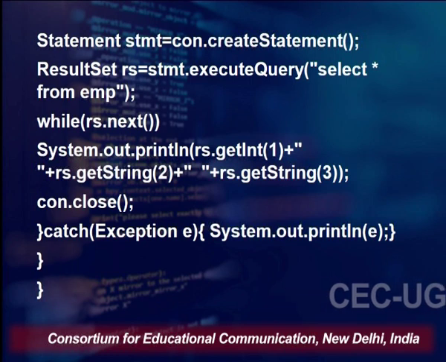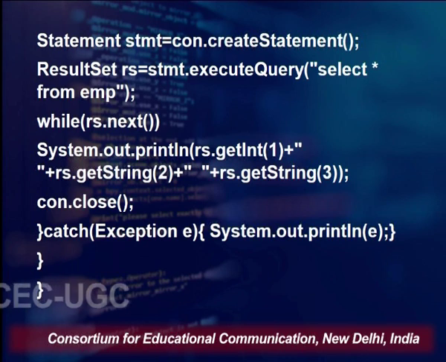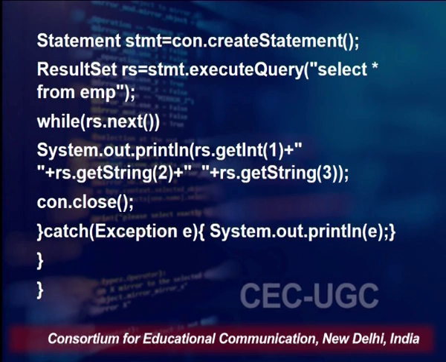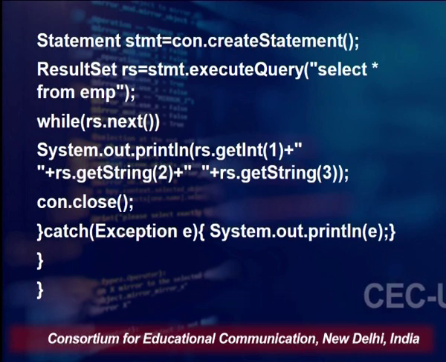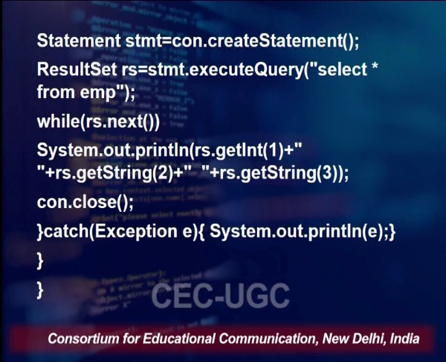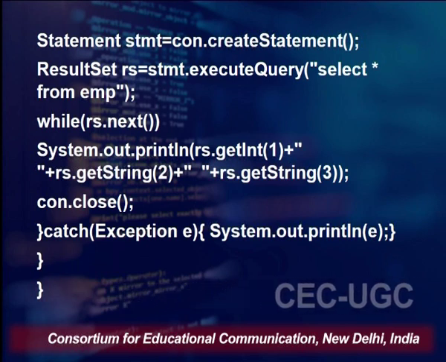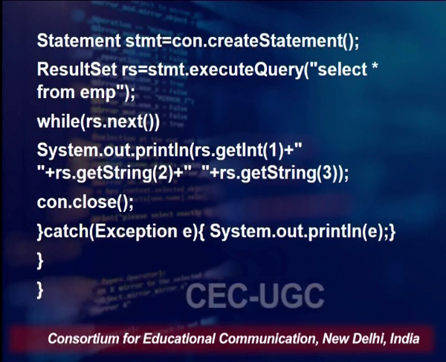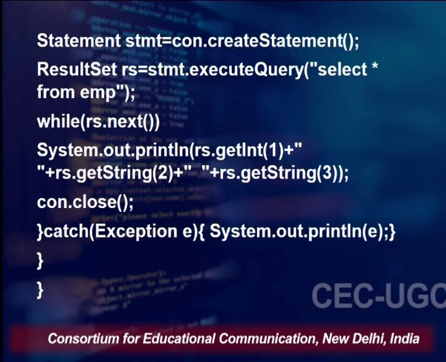This result set is in the form of a table or something of that sort. So, while rs.next, which means as long as you have some material in it, you need to print. Basically, in this while loop, what I am trying to do is fetch the whole information from rs and then print that information one by one on the screen.